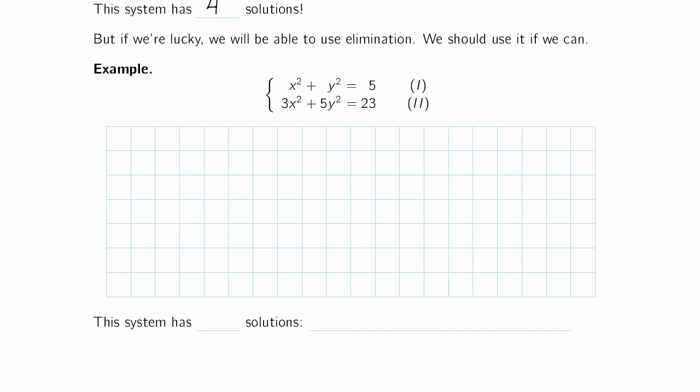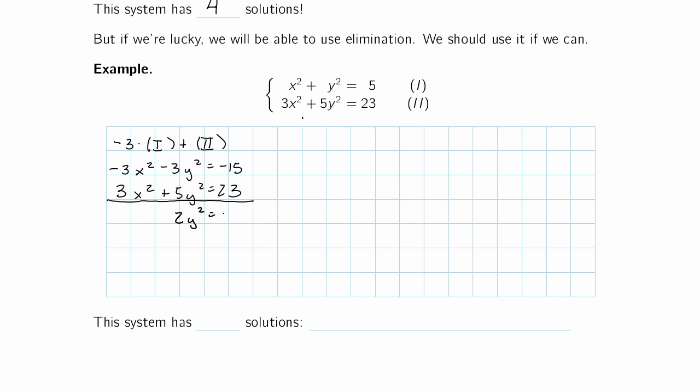In this example, however, we notice that both equations have an x squared term, both equations have a y squared term. We can use elimination to eliminate either one of those. Because all of the terms line up, using elimination will work for us here. Let's see, I think I'm going to take -3 times equation 1 plus equation 2. I'm going to eliminate my x squared. So -3x squared minus 3y squared is -15. 3x squared plus 5y squared is 23. Adding those together, because we're using elimination, we get 2y squared is 8.